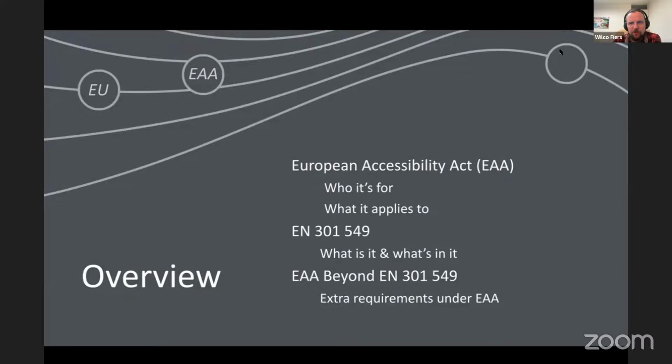For short, so today what we'll be looking at is the European Accessibility Act. What is it for? Who does it apply to? It's the newest directive coming from the European Union, and it has some serious implications all around the world. The standard that goes with that, EN 301549, again, what's in it? What is it exactly? And then there are some additional things in the European Accessibility Act, or EAA, as we like to say, that even go beyond 301549. So there are new requirements in accessibility coming to you soon.